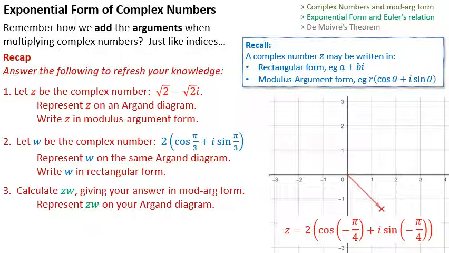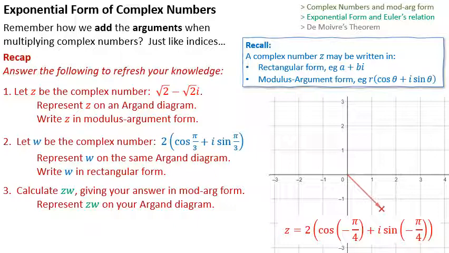It's 45 degrees clockwise from the positive real line. So we think of it as minus pi by 4 radians anti-clockwise from the positive real line. We also have a modulus of 2. If you use a bit of Pythagoras, you'll see that √2 and minus √2 combined give you a total size of 2. The length of that arrow should be 2.